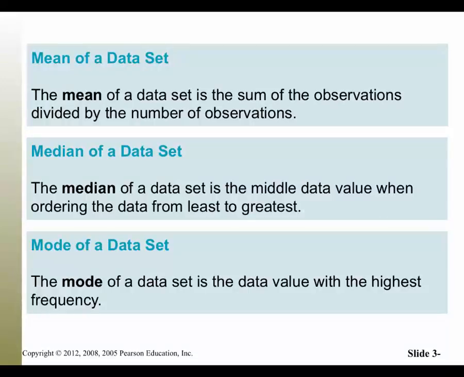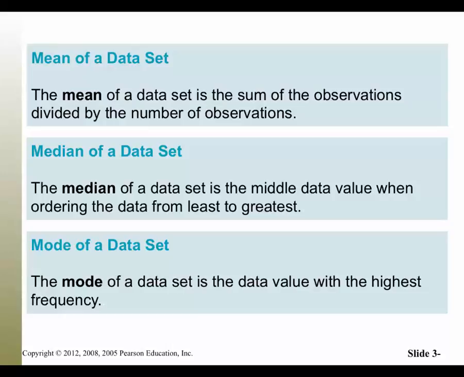The mean of the data set is the sum of the observations divided by the number of observations. You've all calculated your mean test score in a class, your average. It's the arithmetic average. That's what the mean of a data set is. The median is the middle data value when ordering the data from least to greatest. So half of the data values are higher than the median, half are lower than the median. And the mode of a data set is the data value with the highest frequency. It's the most frequently occurring data value.